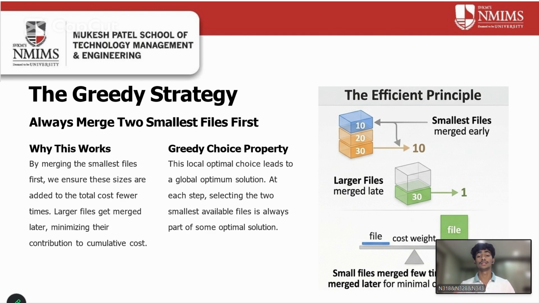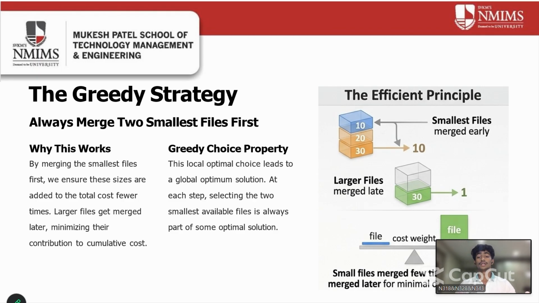Now, let us understand why this works. When we merge smaller files first, their cost is added fewer times. But if we merge larger files early, their cost gets added again and again. This increases the total cost. So merging smaller files helps us reduce the overall cost.